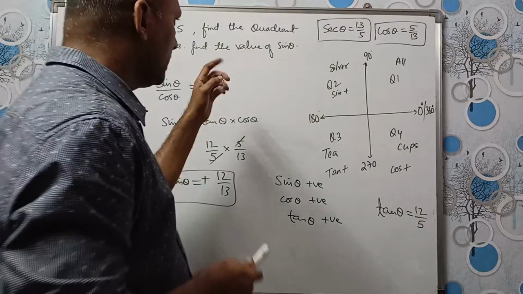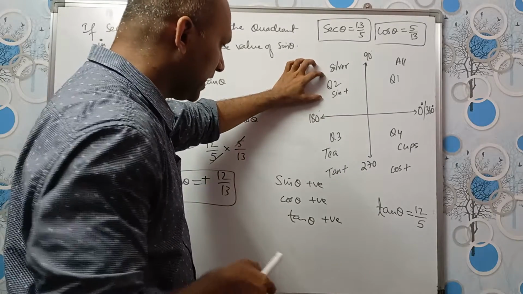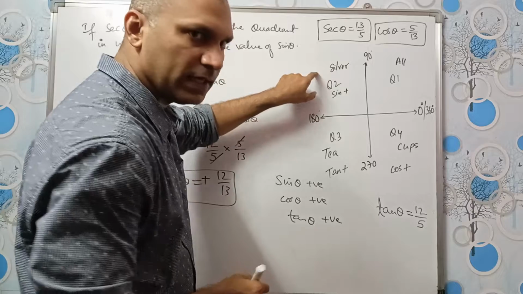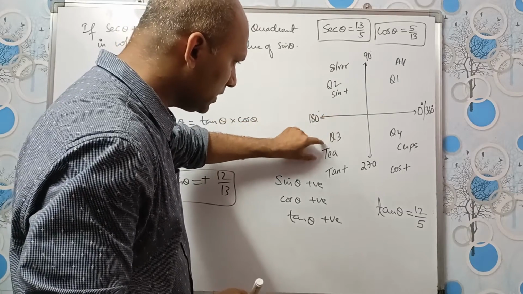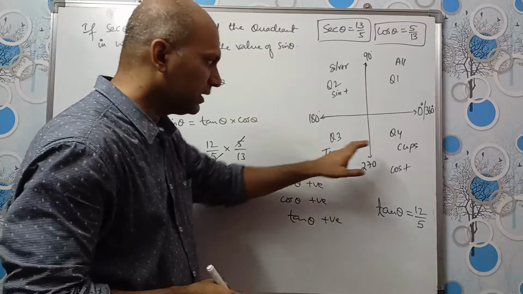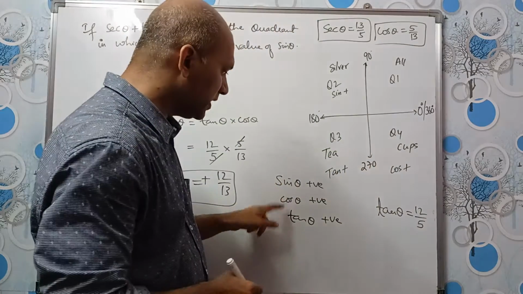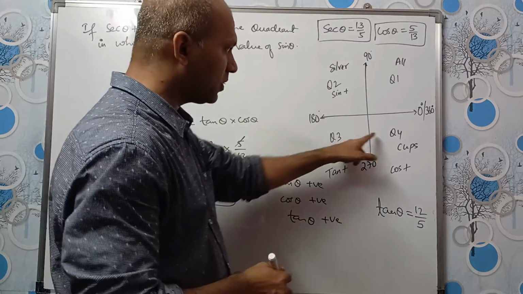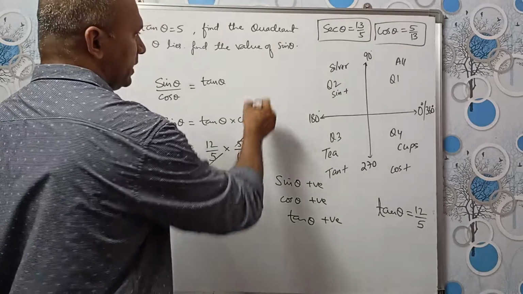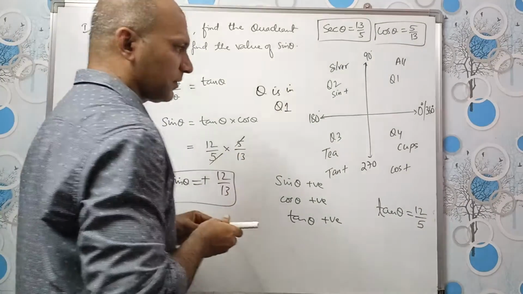So where could theta lie now? See here, sine is positive, the others are negative, right? So obviously theta doesn't lie in the second one. Here also see, tan should be negative, but tan is positive. So theta is not here. Here cos should be positive and sine should be negative, tan should be negative, but here all are positive, which means theta lies in the first quadrant. So theta is in quadrant 1. Okay.